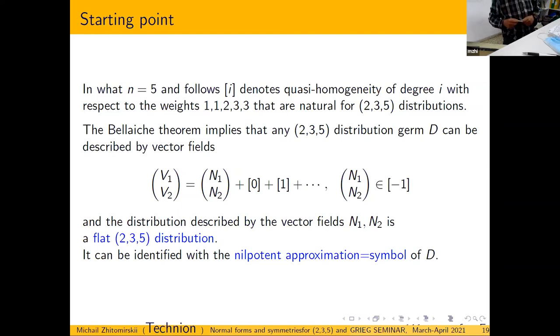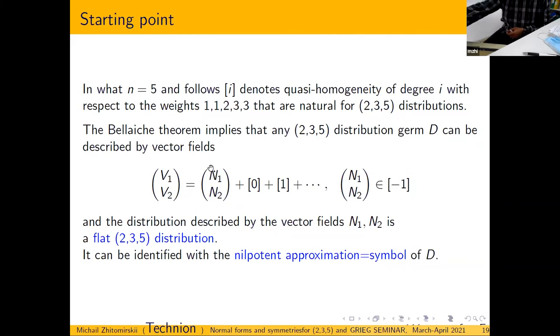So now I am returning to 2-3-5 distributions and by Bloisius theorem, any 2-3-5 distribution germ at the origin can be described in this way. It's going to be described by these two vector fields, whose quasi-homogeneous decomposition in suitable coordinates starts from degree minus one with respect to these weights, which everybody knows are natural for 2-3-5 distributions, and then we have terms of degree zero, one, and so on. Yes, we can do that.